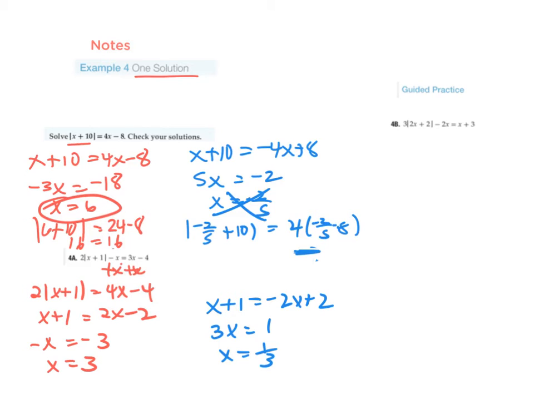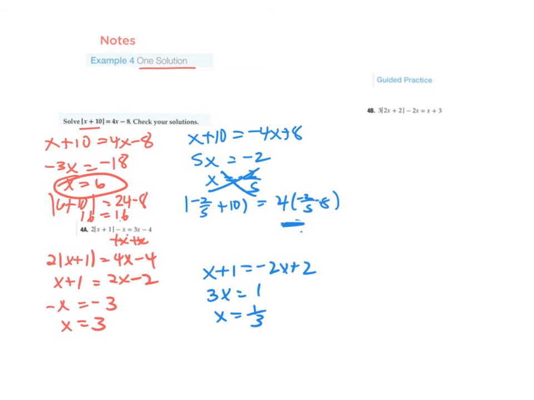Now if I substitute the 3 back into my original equation, so let's substitute the 3. I'm going to get 2 times the absolute value of 3 plus 1, minus 3, equals 3 times 3 minus 4. So if I do the math of this one, this is going to be 4 times 2 is 8 minus 3, that's a 5. And 9 minus 4 is a 5. So this one works.